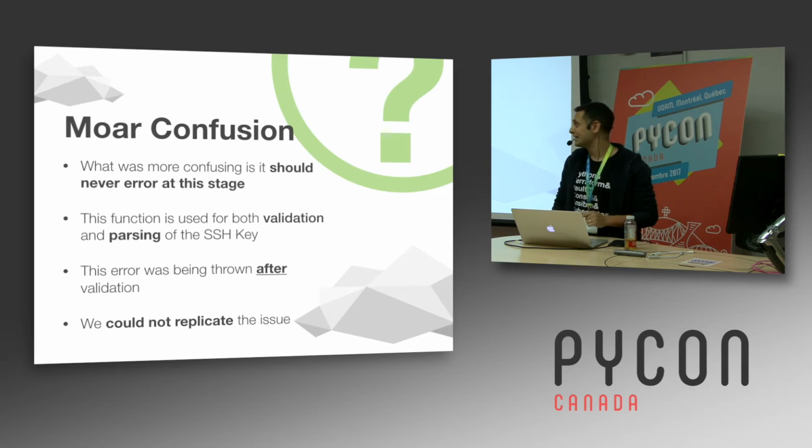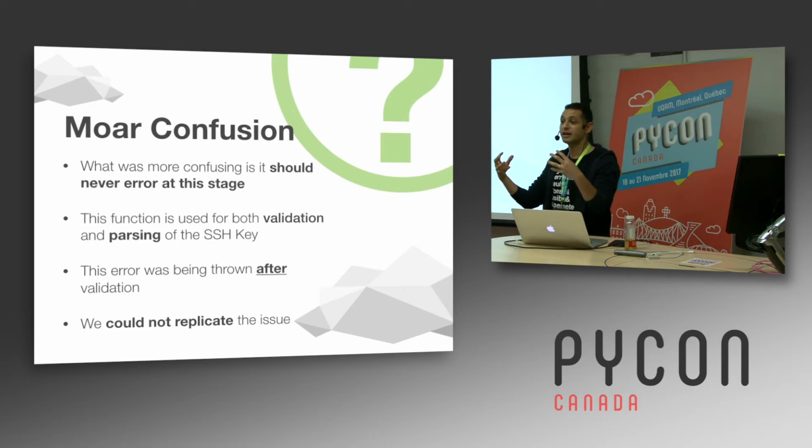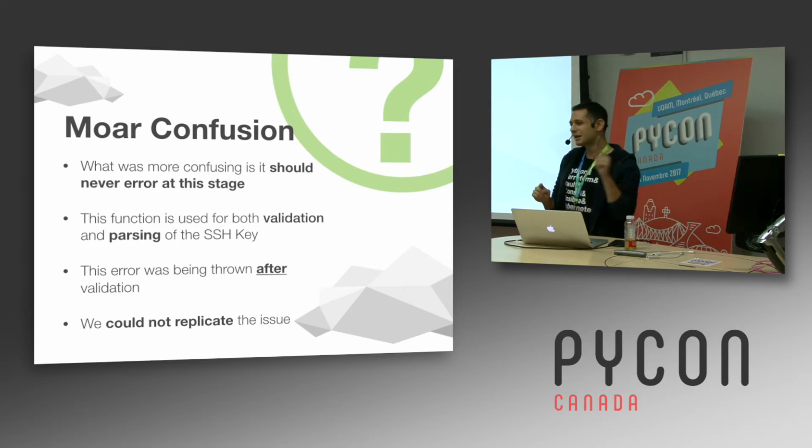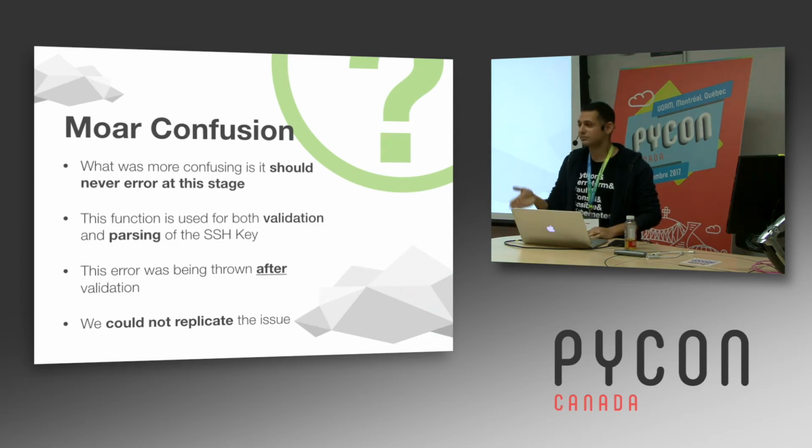The other part about this is that it should never error at this stage. I mentioned before that this function is used for validation. It's also used for parsing. So a user enters their key, they click OK, everything worked. Later on, when the key gets distributed amongst the systems, it calls this very same function to break the key into its component parts. It was breaking at that stage, which means that it passed validation, and then later on, the exact same key was throwing an error. Didn't make any sense.